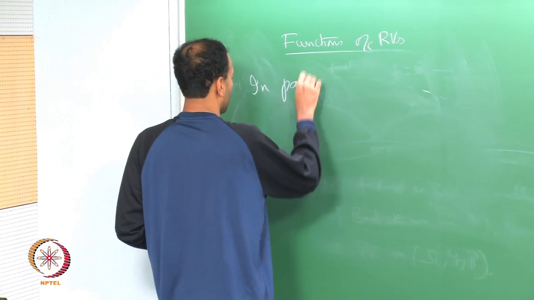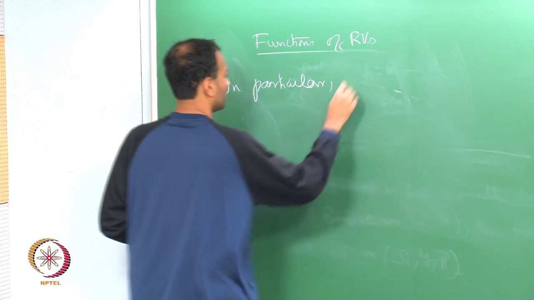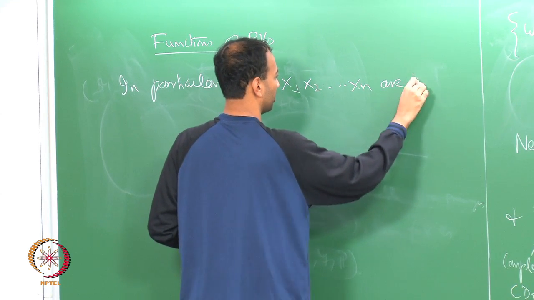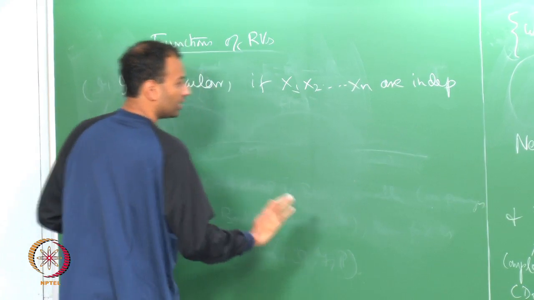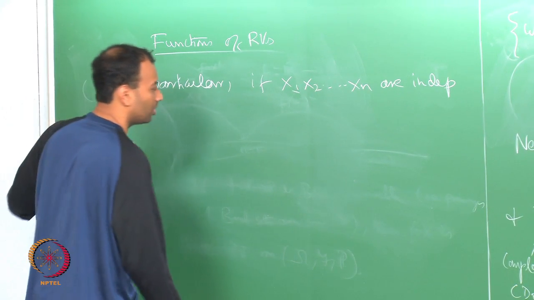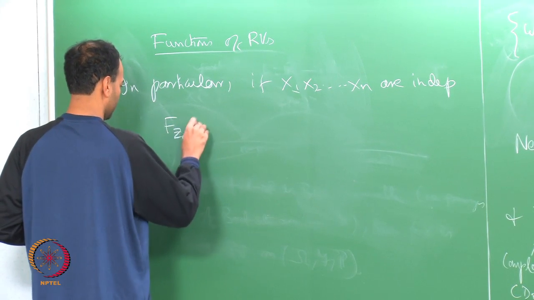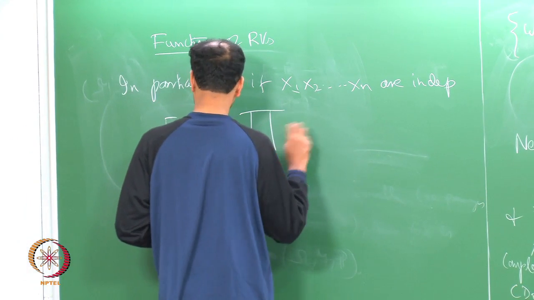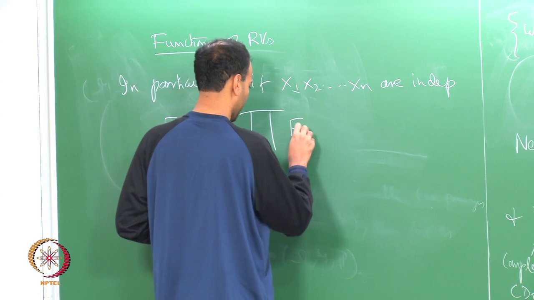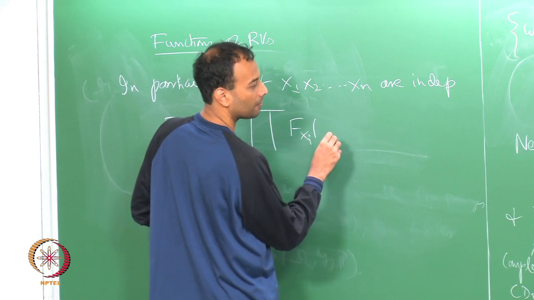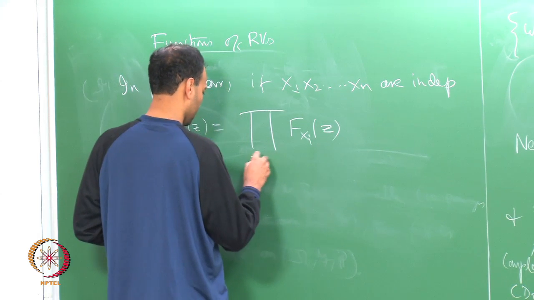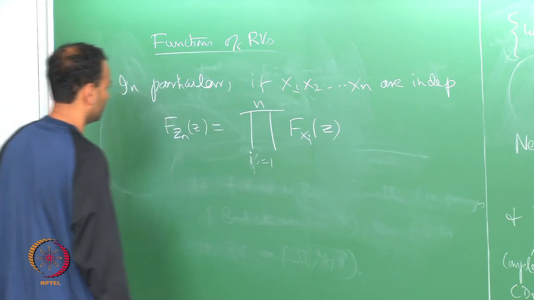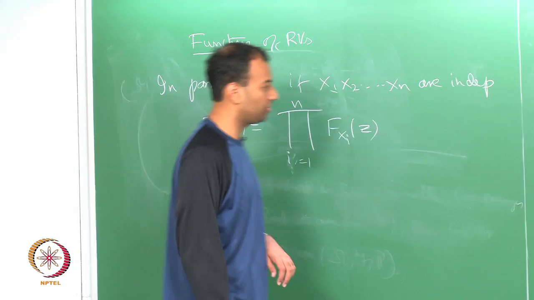In particular, if x_1, x_2, ..., x_n are independent. So first, let me do the case when they are independent. I will have F_Zn of z equal to the product of F_Xi of z, i equals 1 through n, is that correct? Because my joint CDF will factorize, right.